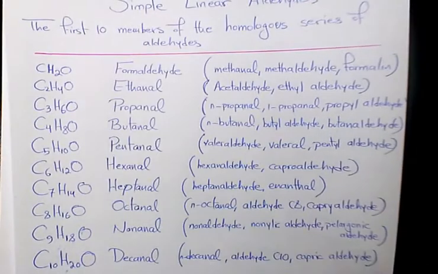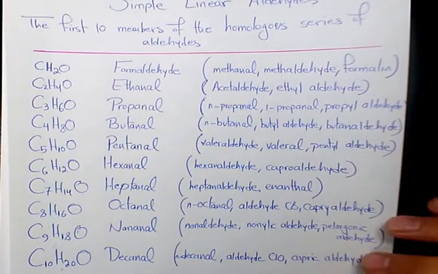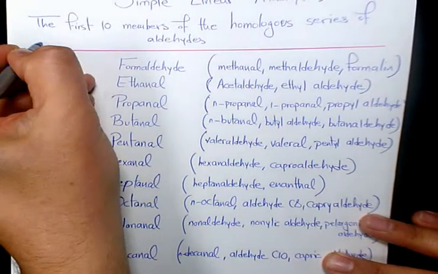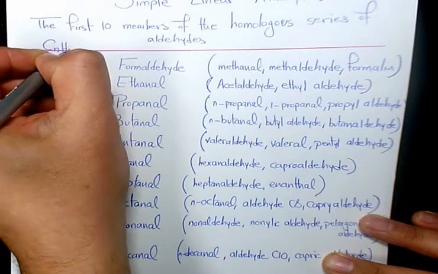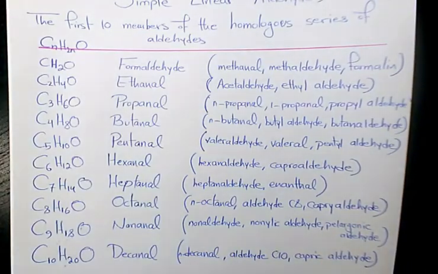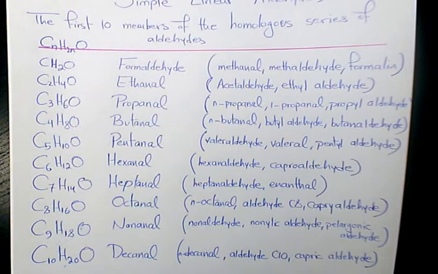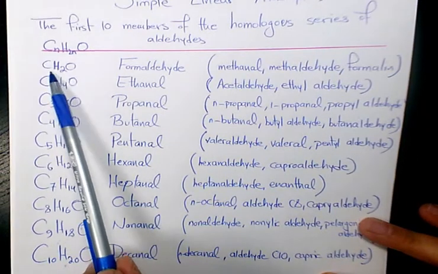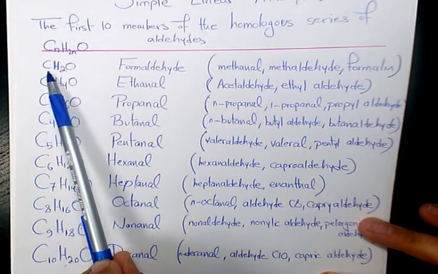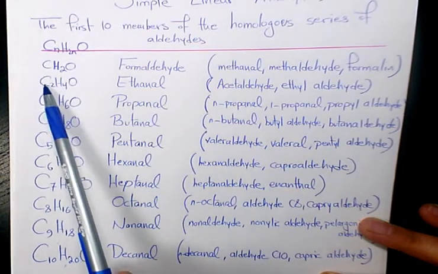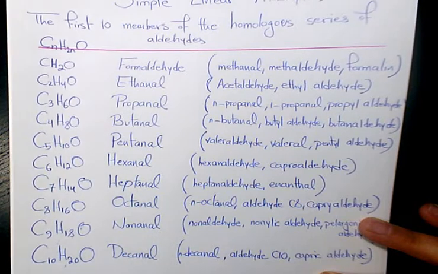I provided the general formula for all these 10 aldehydes. As you see here, the general formula is CnH2nO. So it means that the number of hydrogens for an aldehyde is 2 times the number of carbons, and we always have 1 oxygen, like CH2O, C2H4O. As you see here, the number of hydrogen atoms is always double the number of carbon atoms: C2H4, C3H6, and so on.